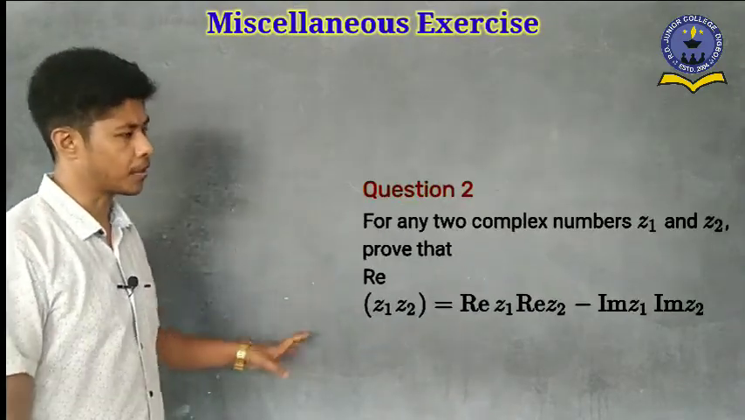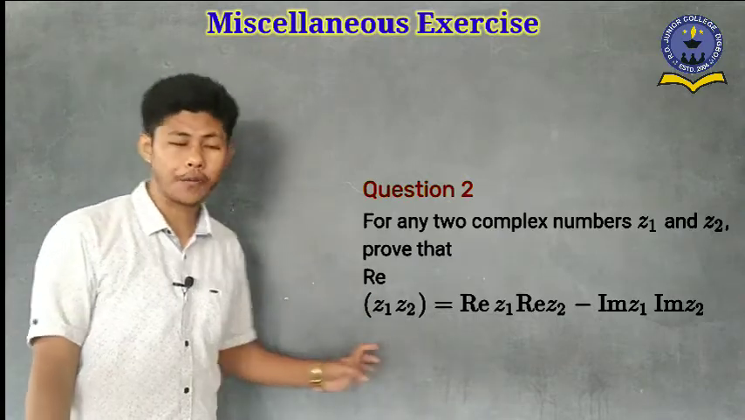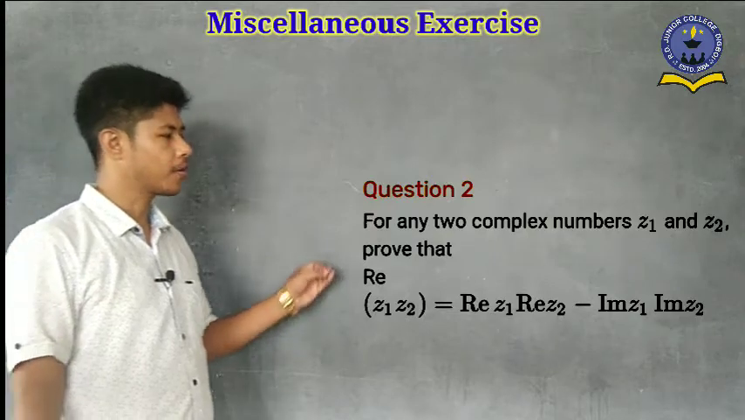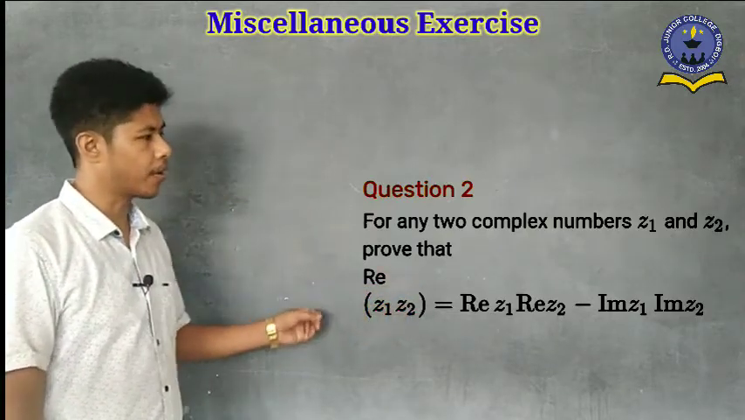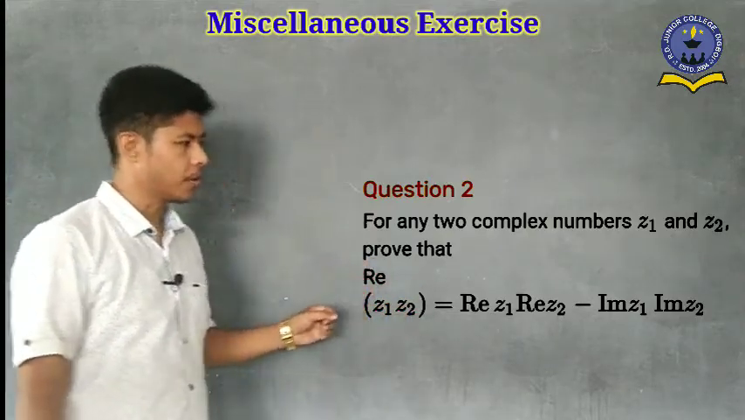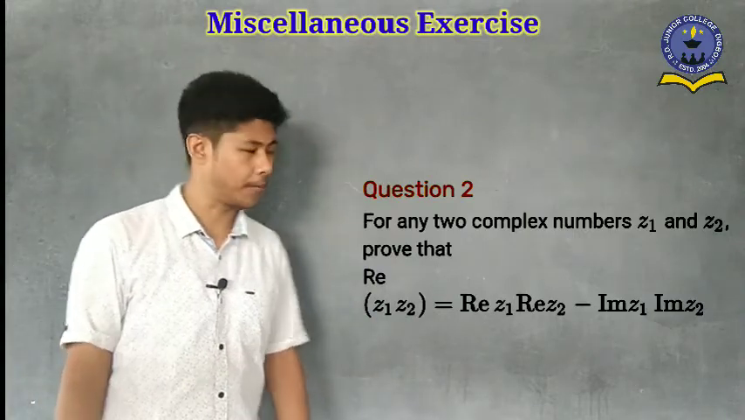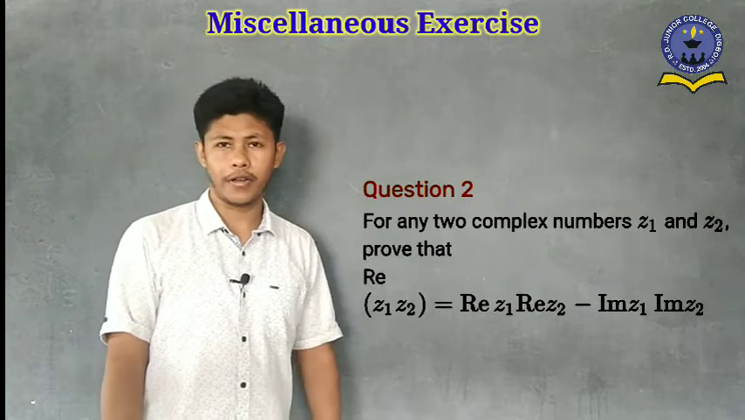For any two complex numbers z1 and z2 given here, what we need to prove is: real part of z1 z2 equals real part of z1 into real part of z2 minus imaginary part of z1 into imaginary part of z2. Is it clear? Very simple question here.